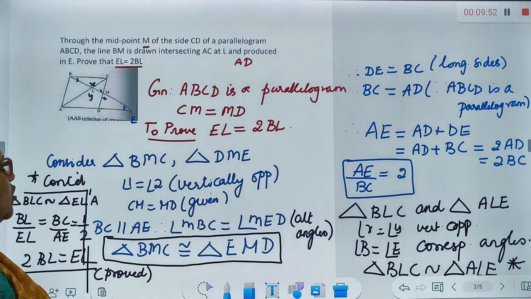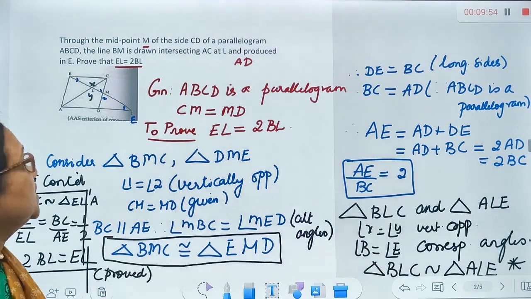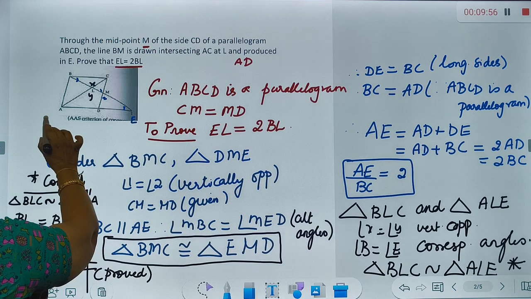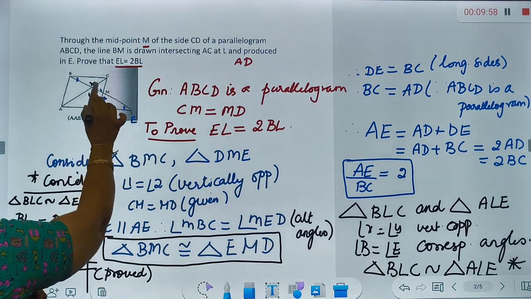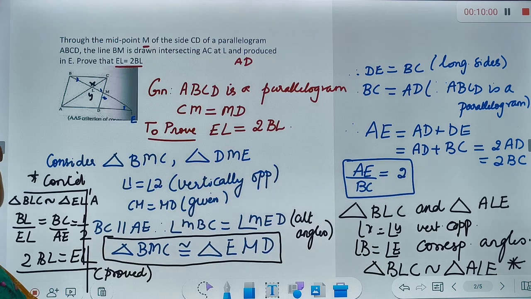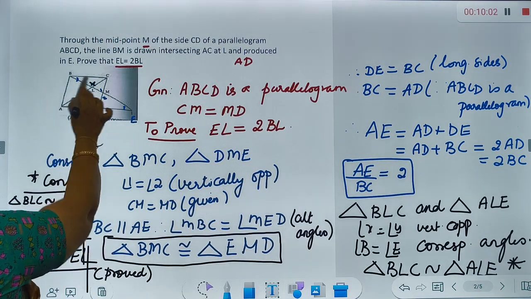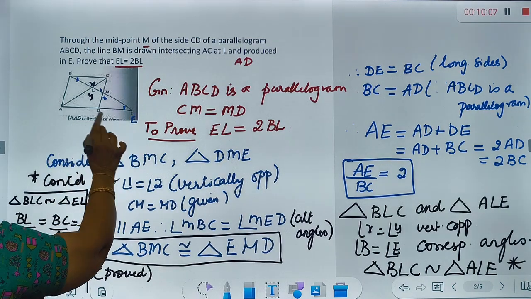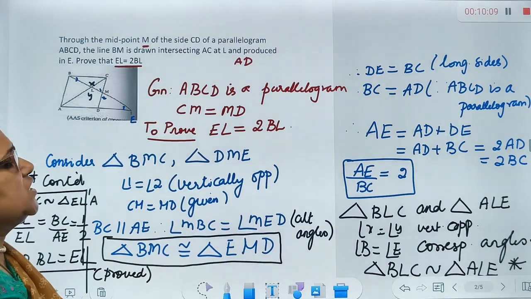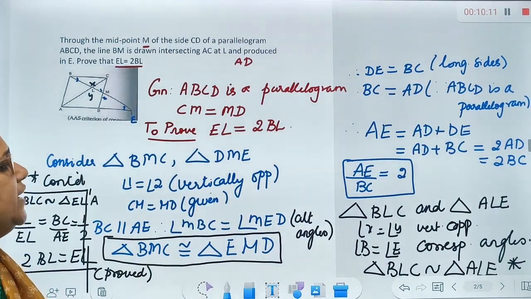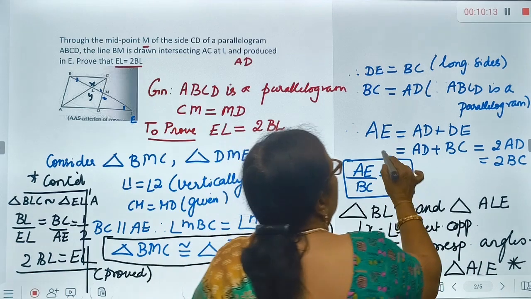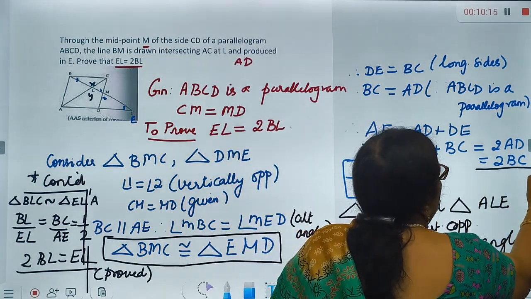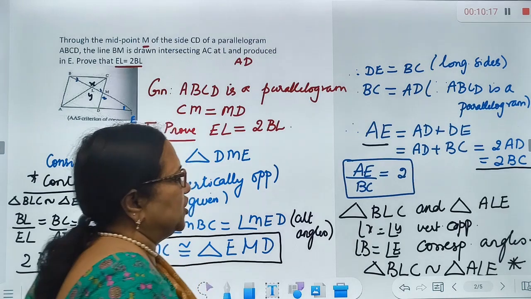Now if the two triangles are congruent, the corresponding sides are equal. So what do you get? DE equals BC. But AD equals BC because ABCD is a parallelogram. So AE is twice AD, which is the same as twice BC, because AD is equal to BC. So AE equals twice BC is a very important observation.